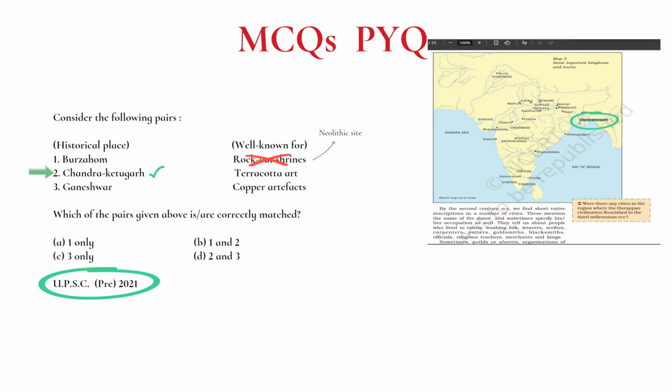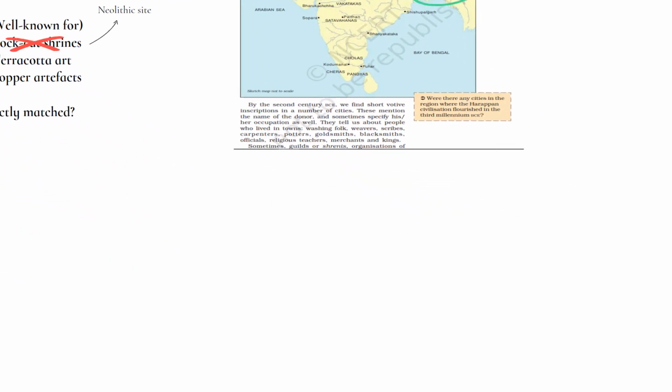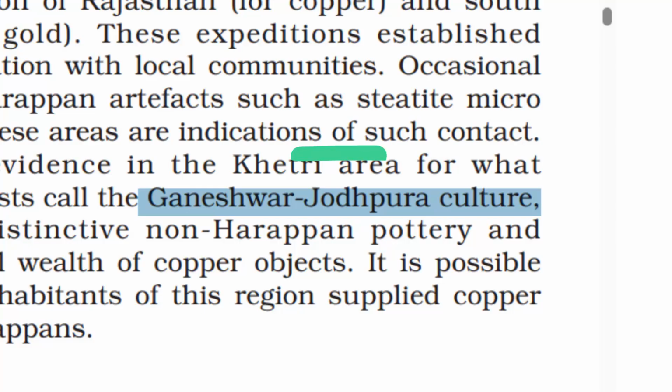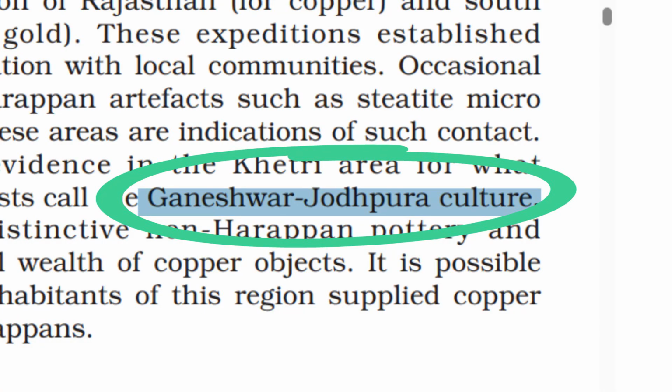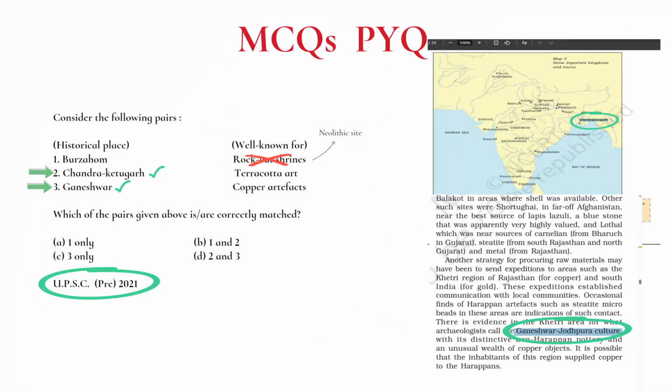Again, let's see the third site, Ganeshwar. It's again a difficult one because it's not a conventional question, but it is clearly given in the new NCERT and it is a Chalcolithic site. So option number 3 is again correct. Now this was a difficult question, very rightly so, a UPSC level.